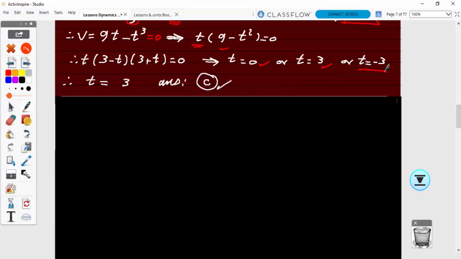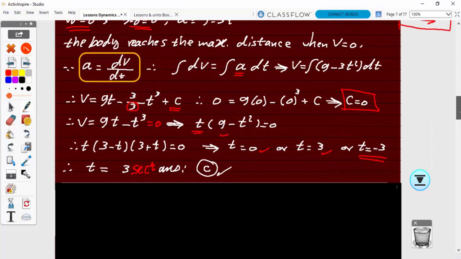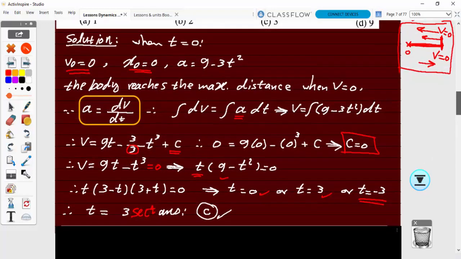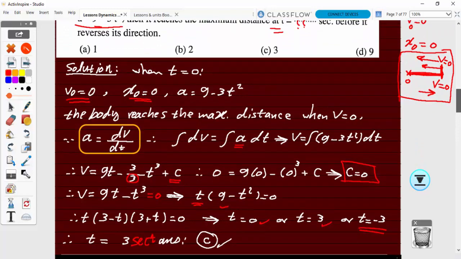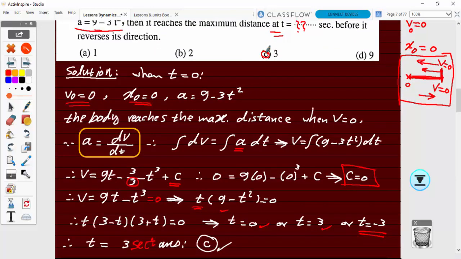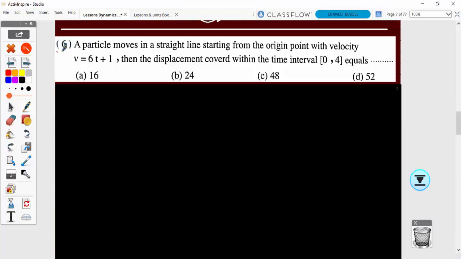Here, it is reversed. So the body will change its direction after 3 seconds, when t equals 3. Back to the question here, you will choose letter C. Next question, number 6.